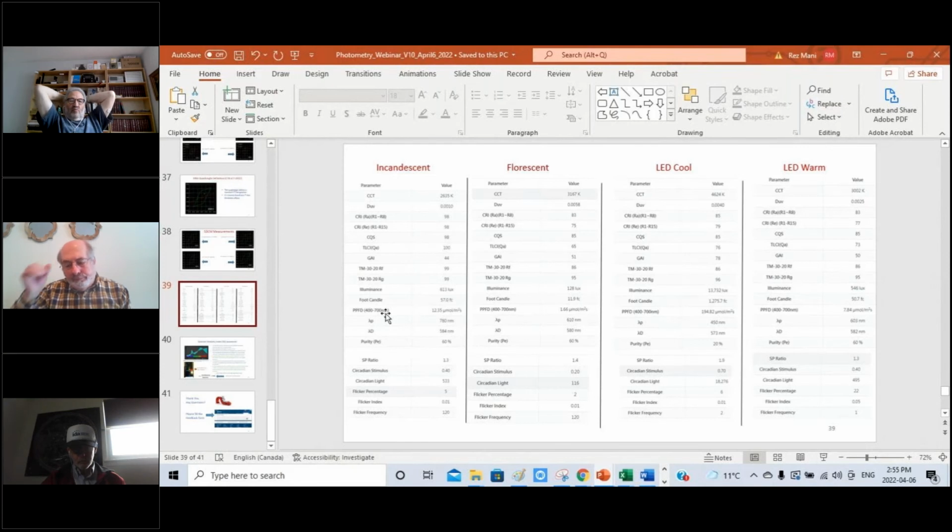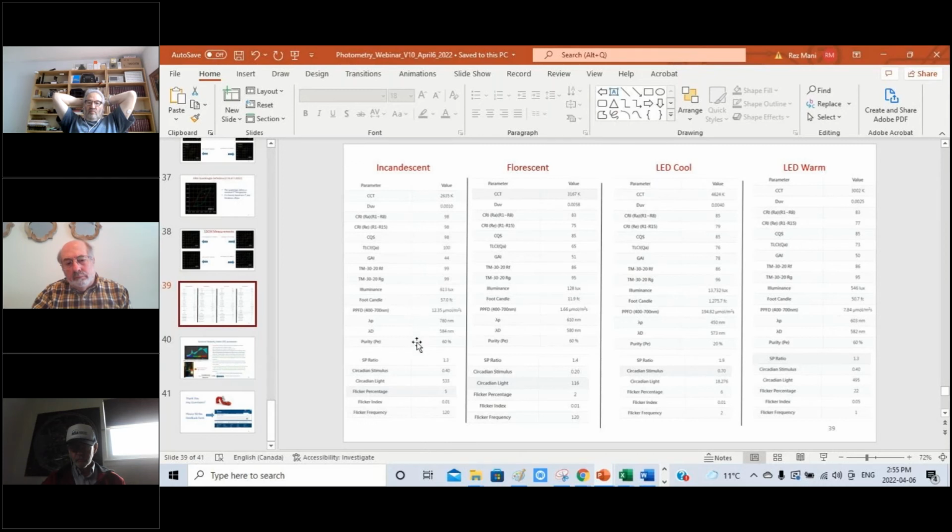So instead of saying 6.02 into 10 to the 17 photons, you could say 1 micromole. In this case, you can see here for the LED cool, where we had a big lux, we have 194 micromoles. So that is also important there. Everything else I think I've explained here.